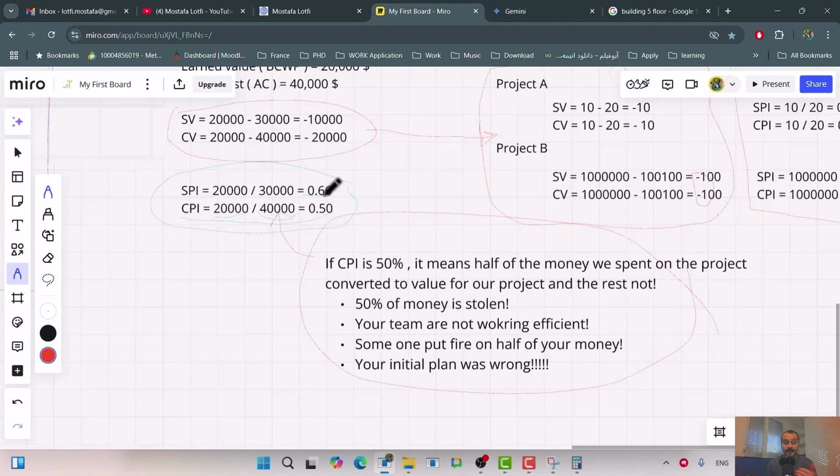It means the performance of your resource is not aligned with the expectation of the resource that you used for your planning, right? Or it can be similar to CPI, your initial plan was wrong. For example, let's say I'm estimating that we have a task, and that task is someone needs to run 100 meters in 5 seconds. Okay, that was your plan.